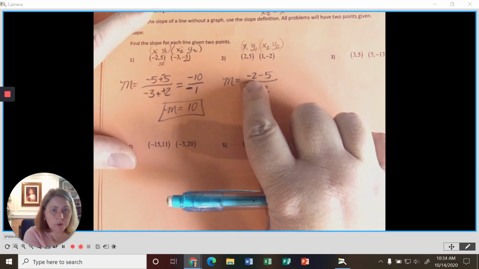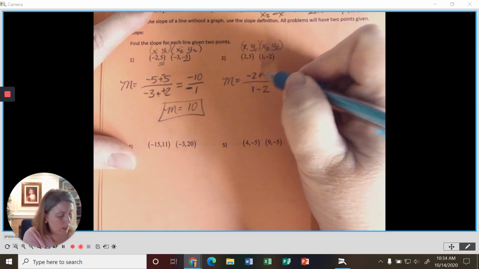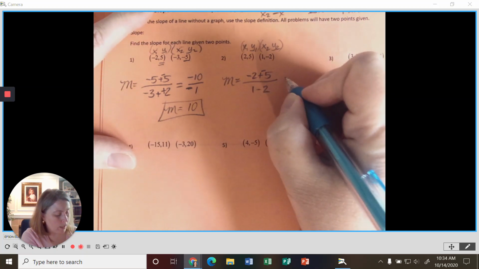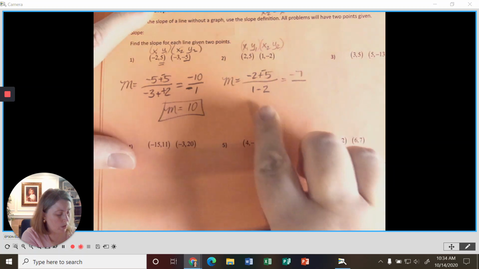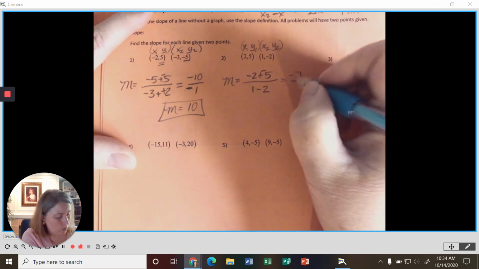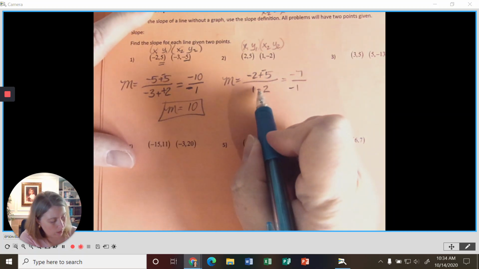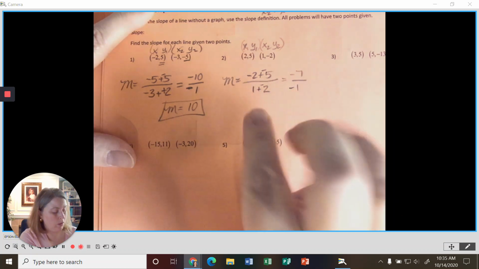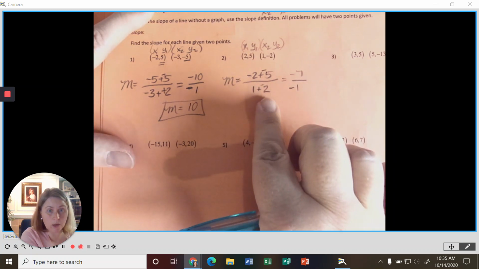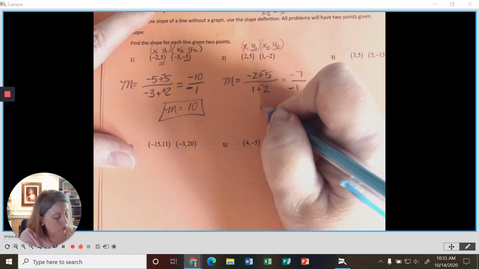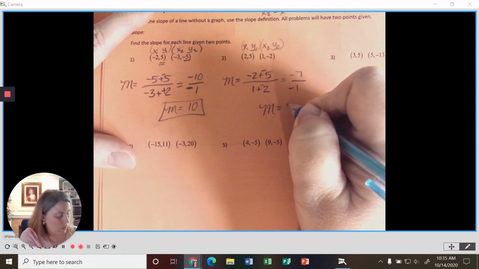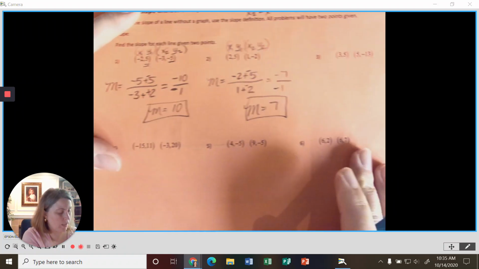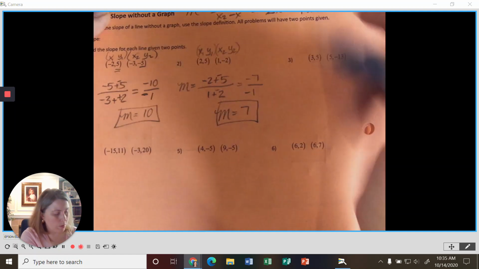Okay, so in our numerator, never subtract, add the opposite. Negative 2 plus negative 5 is negative 7 over the denominator 1 minus 2, which is negative 1, and you can do the same thing there, never subtract, add the opposite. We had more negatives, so our answer is negative. How many more negatives? 1. So our slope is negative 7 over negative 1, which is 7. And then number 3.